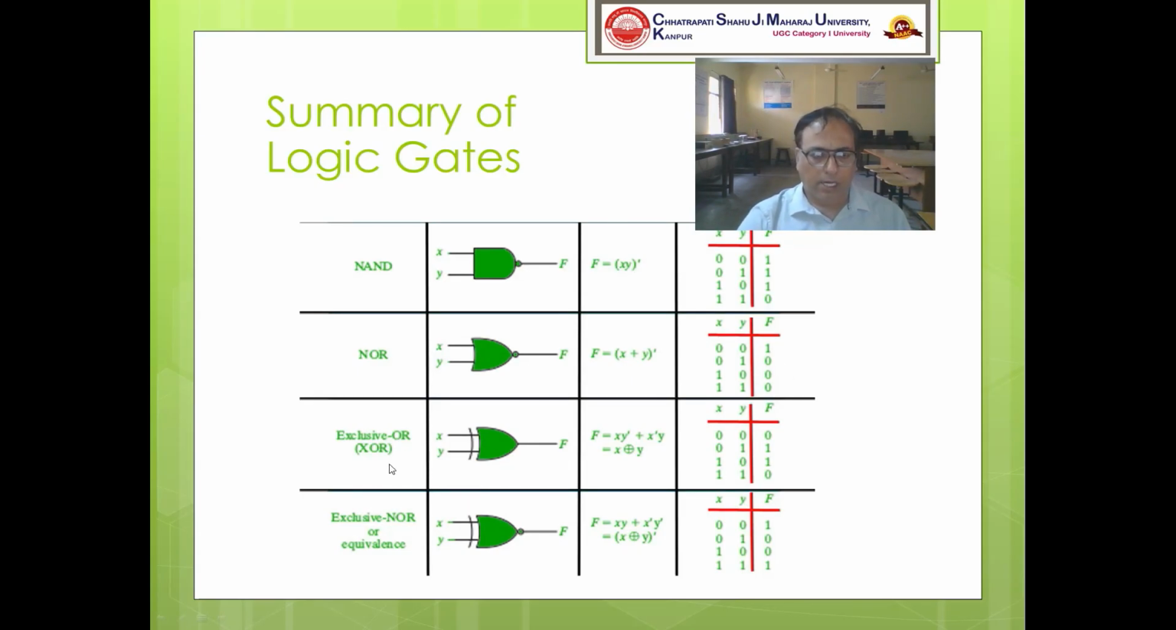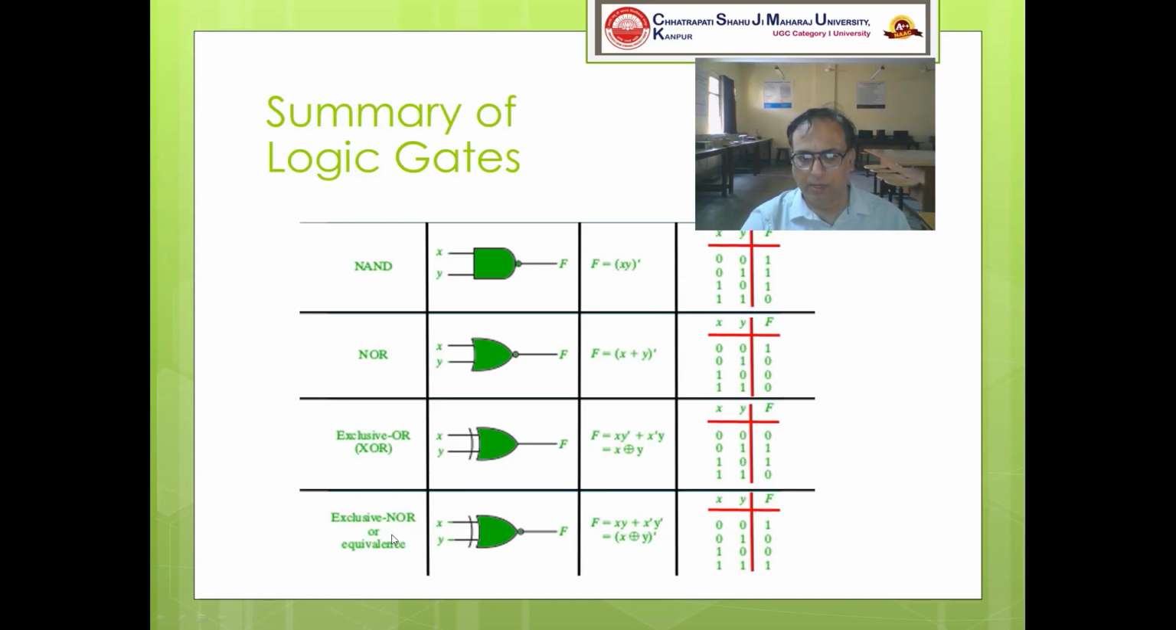The next special logic gate that we have seen was exclusive OR, which is given by a line at the end of our gate, and by x circle plus y, or xy bar plus x bar y. Here, when both the inputs are the same, you get a 0. If both the inputs are not the same, then you get a response 1.